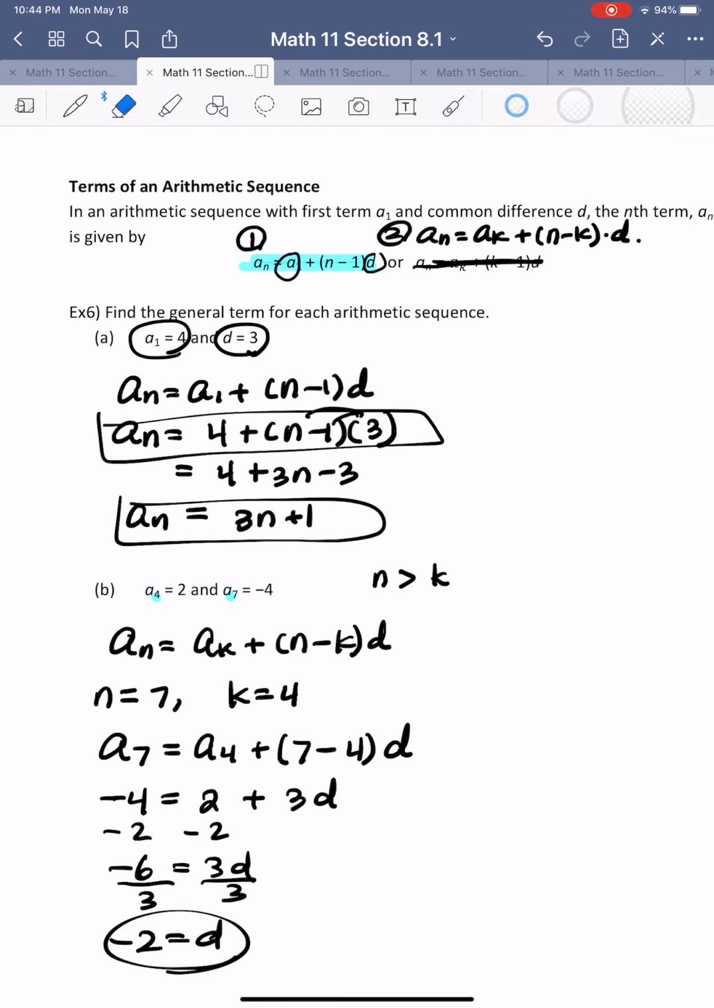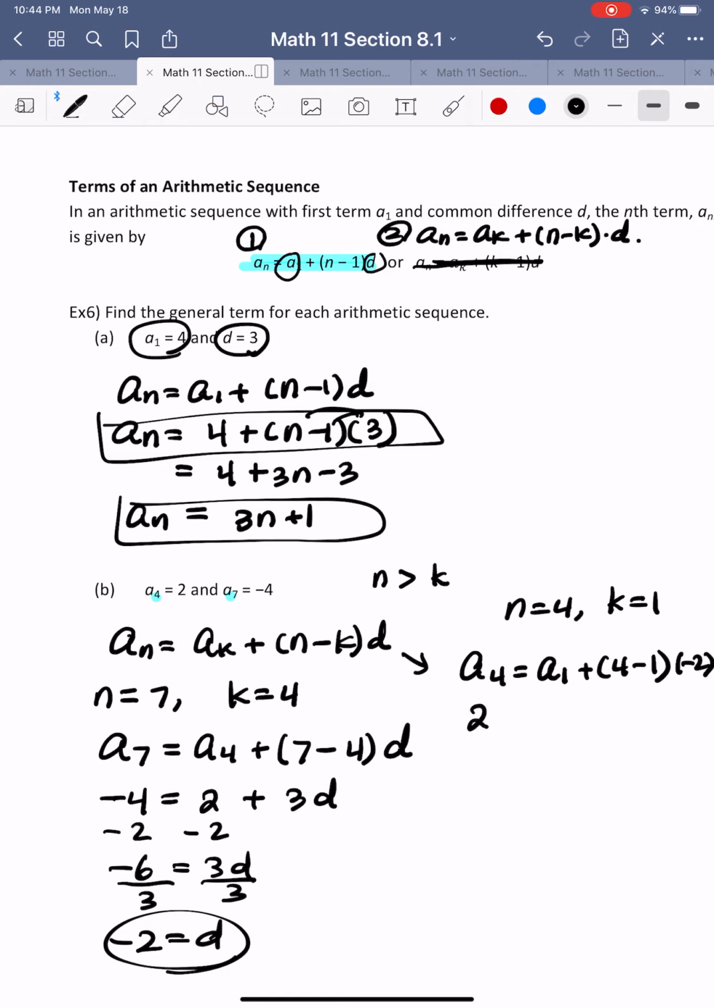So now I want to say n equals 4 and k equals 1. It doesn't matter, you can do this, okay? So you use this form, right? A sub 4 equals a sub 1 plus 4 minus 1 times d, which is negative 2. But a sub 4 is 2. So 2 equals a sub 1 plus 3 times negative 2, so 2 equals a sub 1 minus 6. And then add 6 to both sides. I got 8 equals a sub 1.